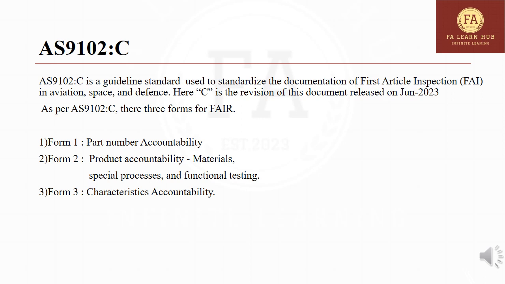As per AS9102C, there are three forms for FAI. Form 1 is for part number accountability. Form 2 is for product accountability, which includes materials, special processes, and functional testing. And Form 3 is for characteristics accountability.